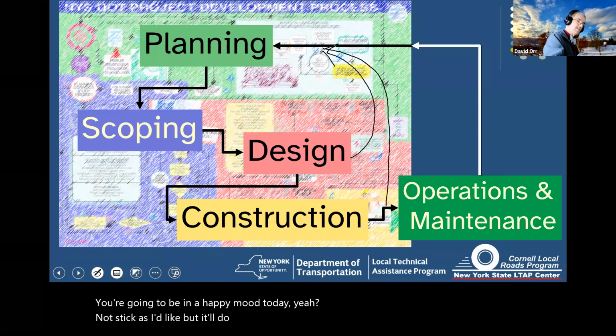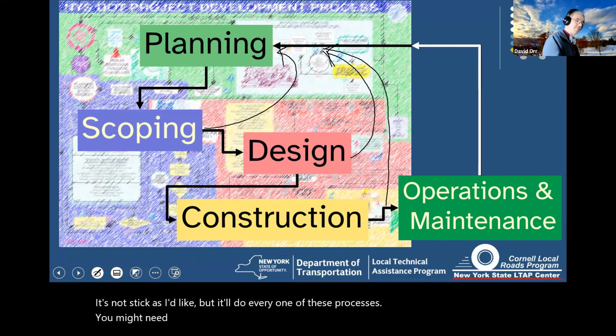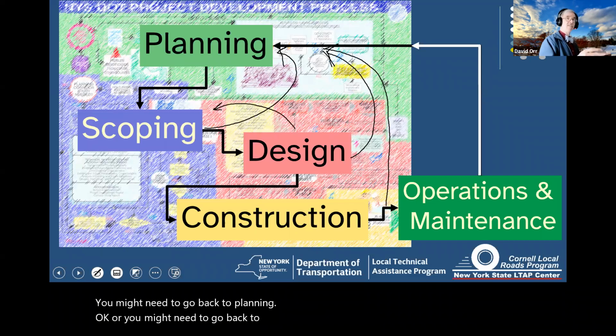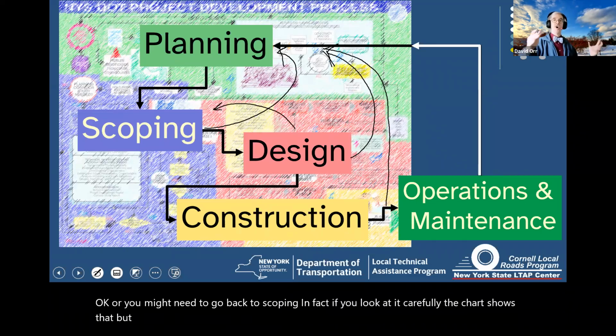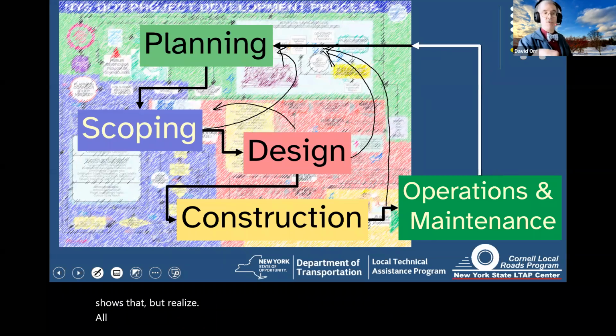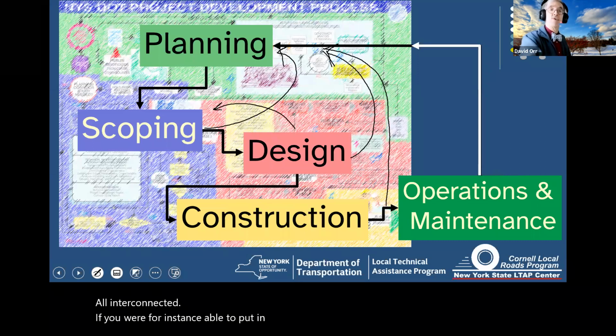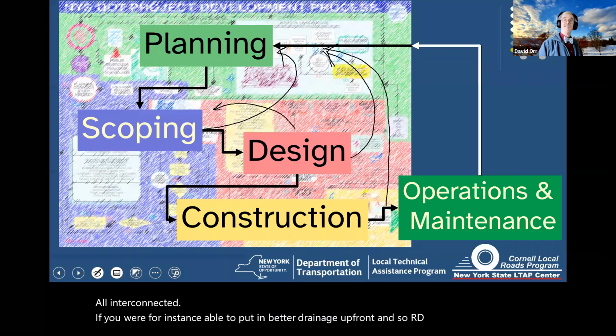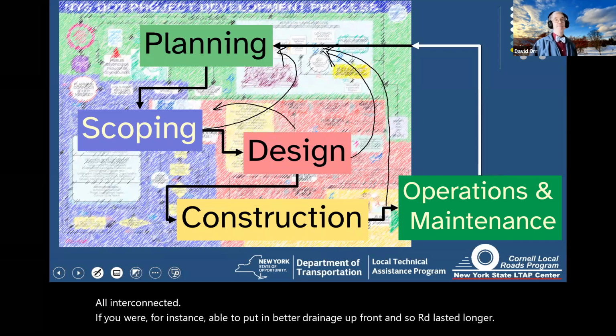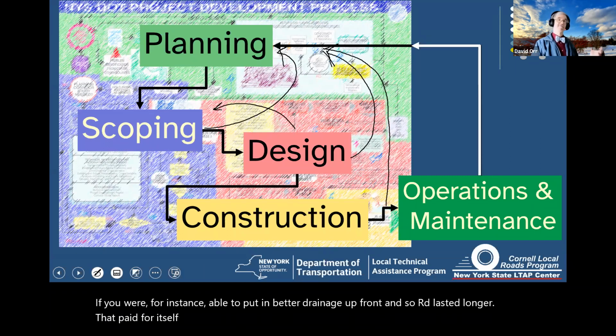Every one of these processes, you might need to go back to planning, okay? Or you might need to go back to scoping. In fact, if you look at it carefully, the chart shows that. But realize, all interconnected. If you were, for instance, able to put in better drainage up front and so the road lasted longer, well, heck, that paid for itself probably. Even better, it comes out of somebody else's funds possibly. That'd even be better than that.